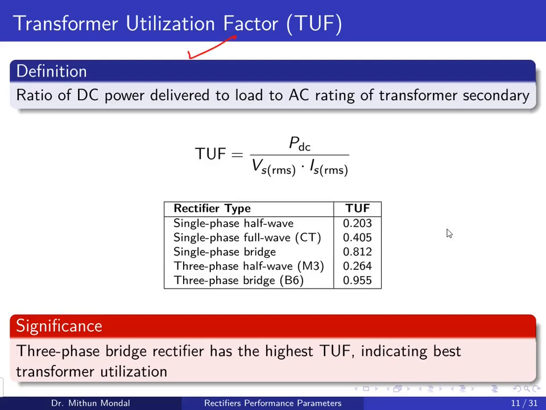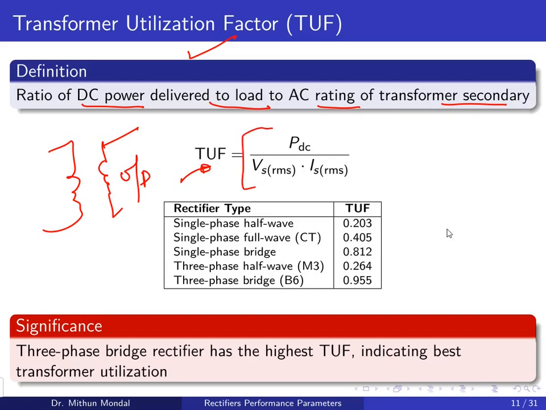Transformer utilization factor is the ratio of the DC power delivered to the load to the AC rating of the transformer secondary. So we have a transformer with input and output, and we are dealing with the secondary of the transformer. The transformer utilization factor is basically the ratio where the numerator is the DC power and the denominator is the AC power, which is the product of RMS voltage and RMS current on the secondary side of the transformer.